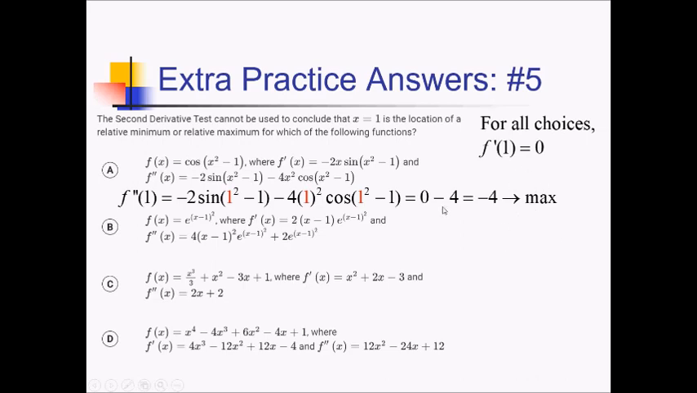So choice A, we can use the second derivative test, which means that that's not the answer choice we're going to pick. We're looking for the answer choice where we cannot use the second derivative test. So on to choice B then, plugging 1 into f double prime.